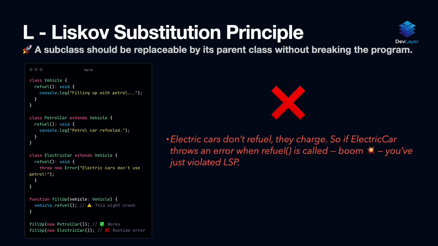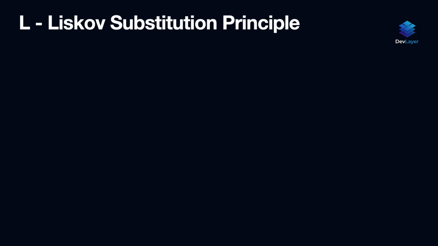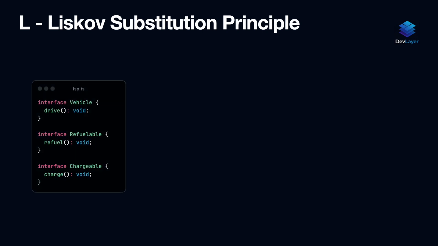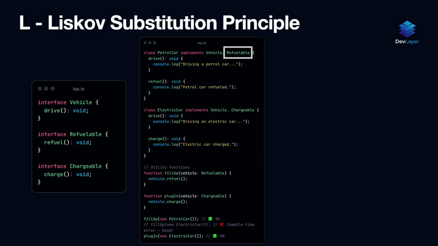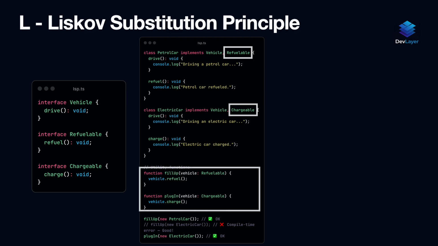Therefore, LSP is violated. The fix is to use abstraction, specifically interfaces. Instead of forcing all vehicles to implement refuel, we can separate the responsibilities into different interfaces. We can have a Refuelable interface with the refuel method and a Chargeable interface with the charge method. Now our petrol car can implement the Refuelable interface and our electric car can implement the Chargeable interface. We only call methods that make sense and substitution can be safe. So our code becomes cleaner, more accurate, and less error prone.